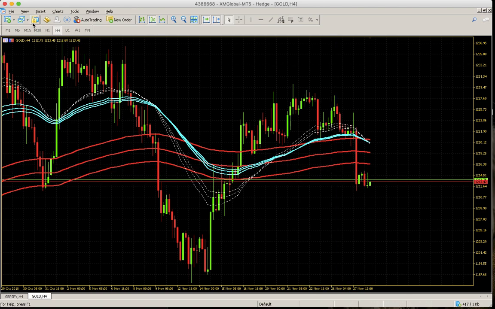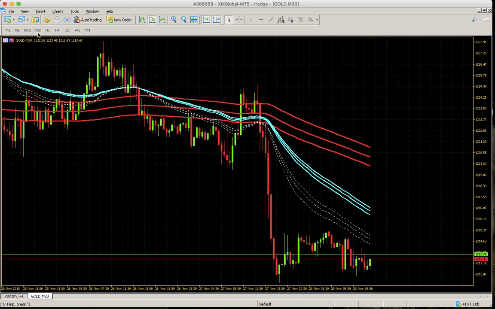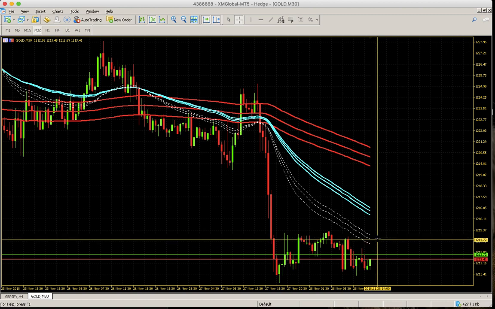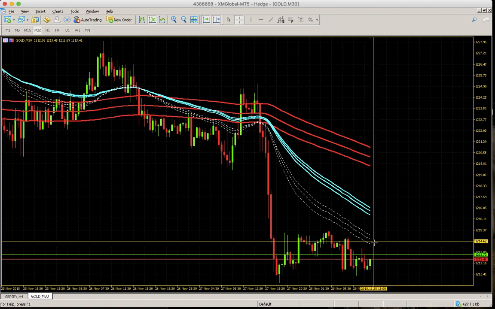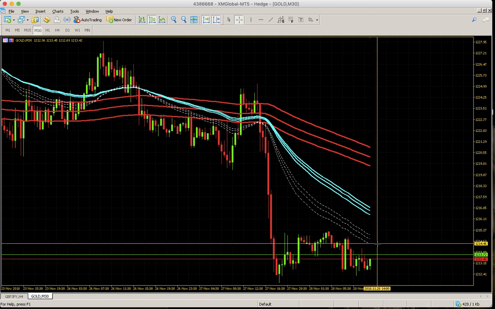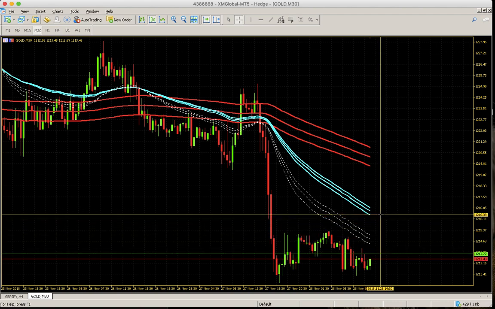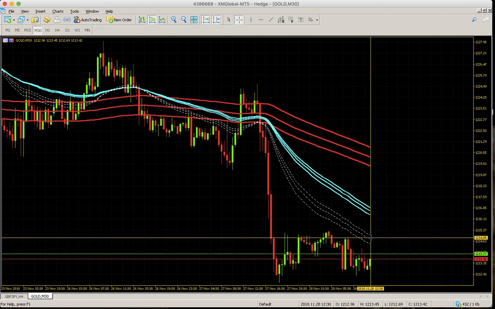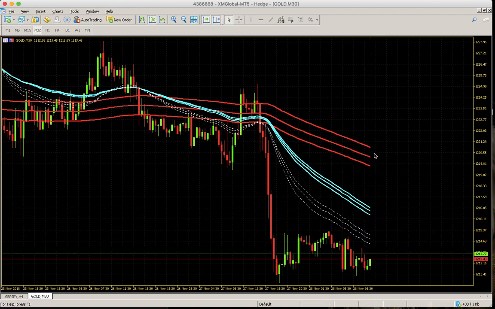You can use it in the small time frame here. If you're playing in the M30, you will see the target is very close to the price. Even buying from here, here's my first target around here, and then my next target is here. And here's my third target: first target, second target, and third target.